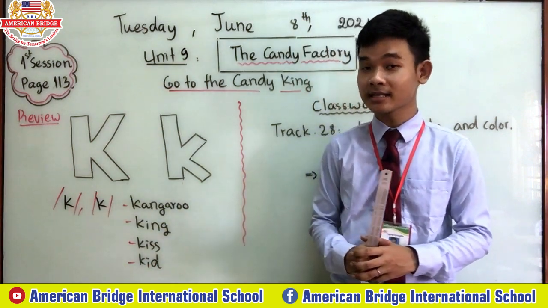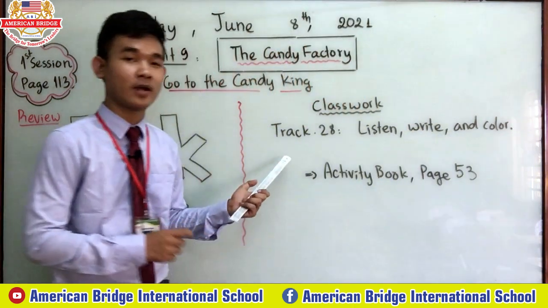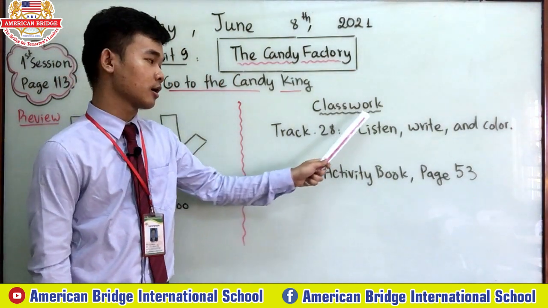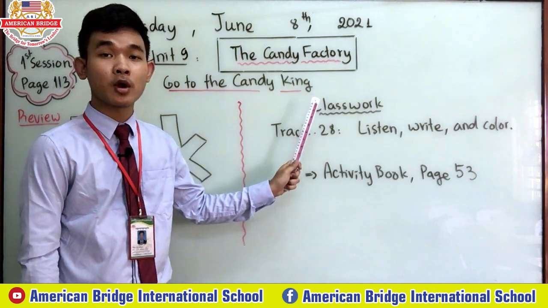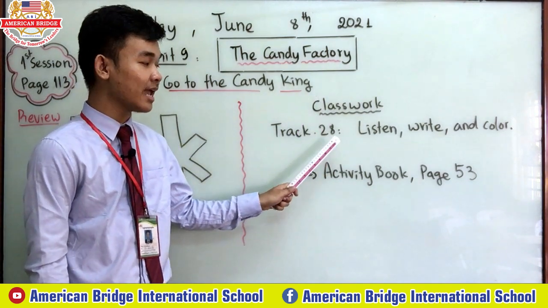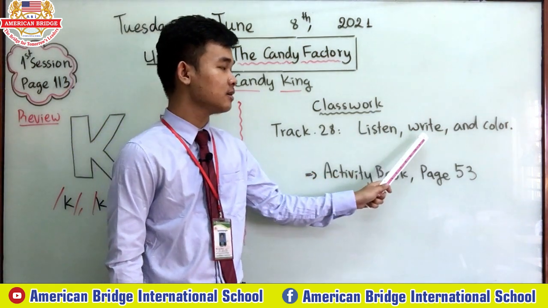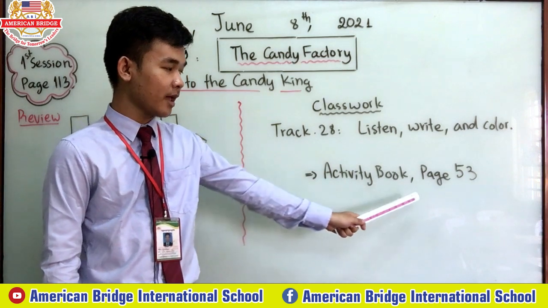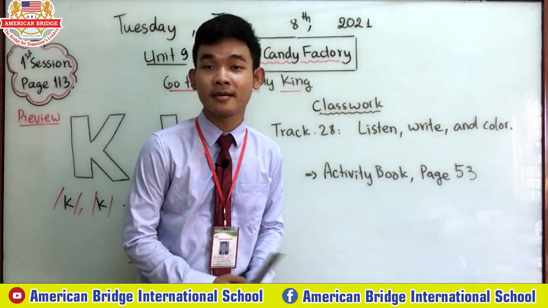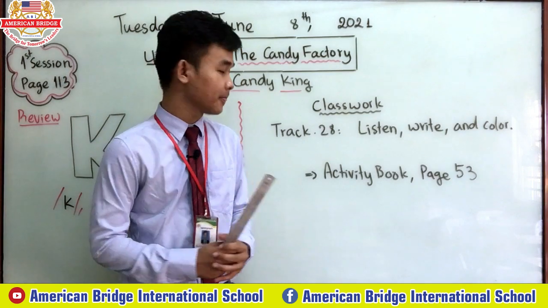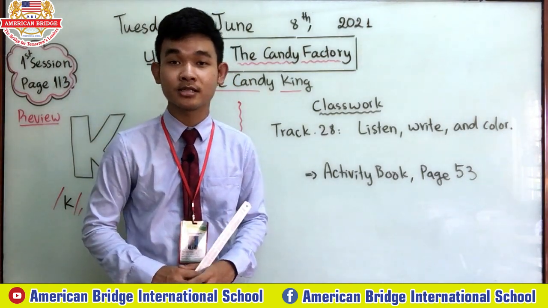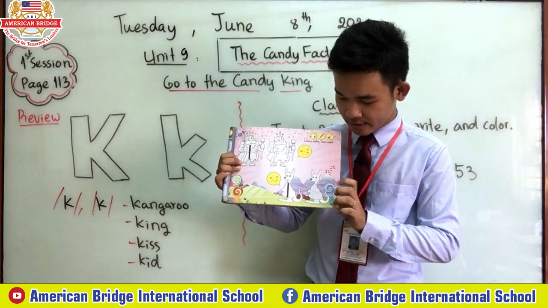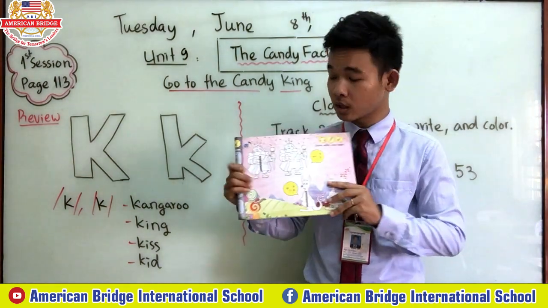And now let's look at here all together. Okay, so this is classwork. Alright, classwork. Teacher wants you to listen to track 28. Listen, write, and color. Alright, so now activity book page 53. Okay, please take out your activity book and turn to page 53 altogether. Okay, here, everyone, so page 53, your classwork.